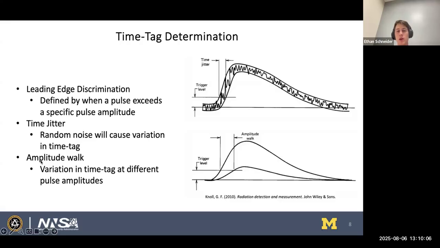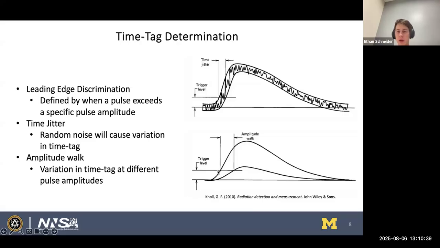Another component is, of course, amplitude walk. So within our detector, we're producing all these pulses. And these pulses will have different amplitudes based upon the energy of the particle which we're capturing, right? So this larger pulse could correspond to 2 MeV, the lower pulse could correspond to 1 MeV. Note that the amplitude of this pulse will then impact where on this leading edge our trigger level is triggered. We refer to this as amplitude walk.